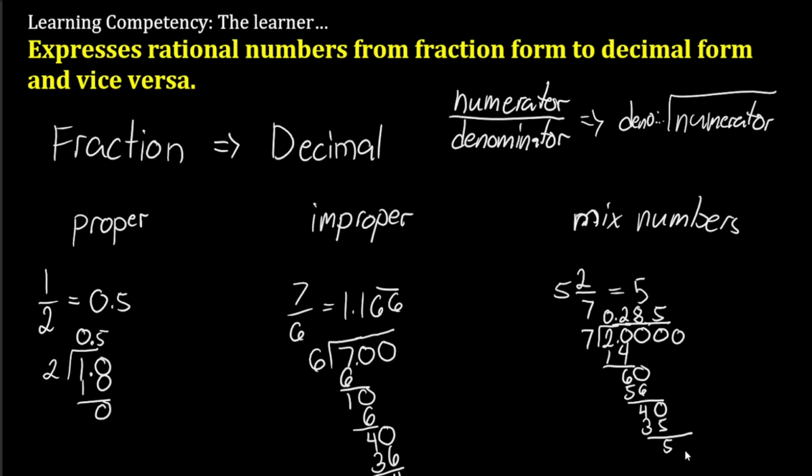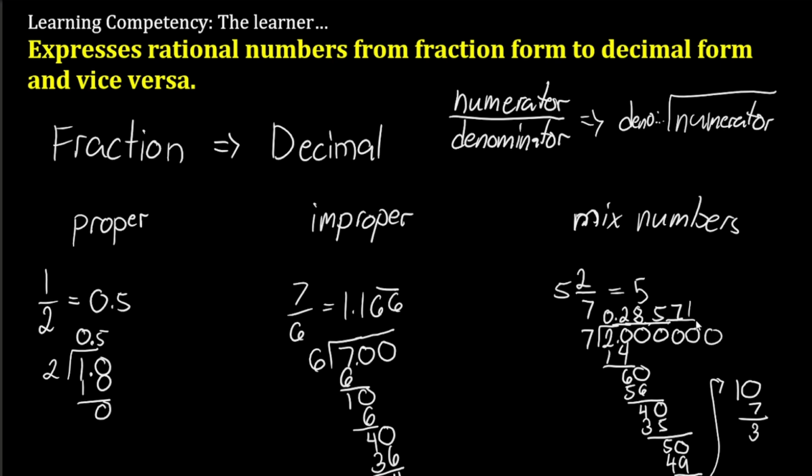Let's add one more 0. How many 7s are there in 50? It's going to be 7. 7 times 7 is 49. And the remainder would be 1. And if we add one more 0 here, how many 7s are there in 10? There's only 1. So 1 times 7 is 7. So the difference of 10 and 7 is 3.